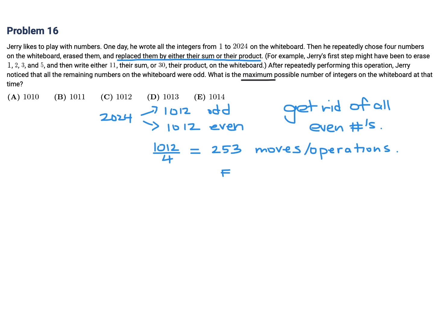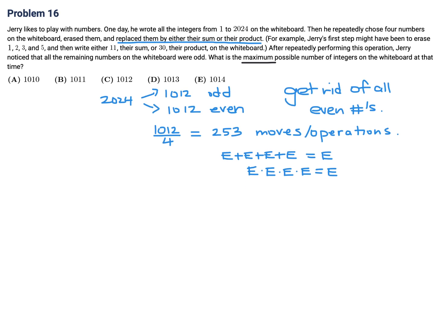Now, if they're all even, then their sum will also be even, right? 4 even numbers, if you add them, their sum will be even. Now, 4 even numbers, if you take their product, it will also be even. So when he removes 4, he's going to add back 1 even number. Does that make sense? So, okay, this is a cat and mouse game here. So let's just go with it. I think there's several iterations. So the first 253 times, he makes this move.